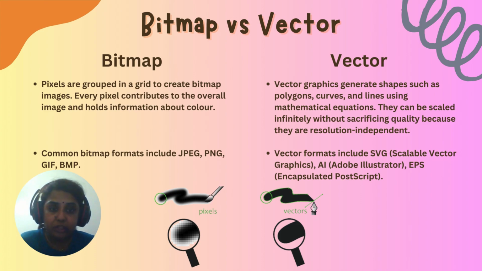Whereas vector graphics generate shapes such as polygons, curves, and lines using mathematical equation. They can be scaled infinitely without sacrificing quality because they are resolution independent. As you can see, the image here, bitmap versus vector. Vector formats include SVG, scalable vector graphics, AI, Adobe Illustrator, EPS, encapsulated PostScript.